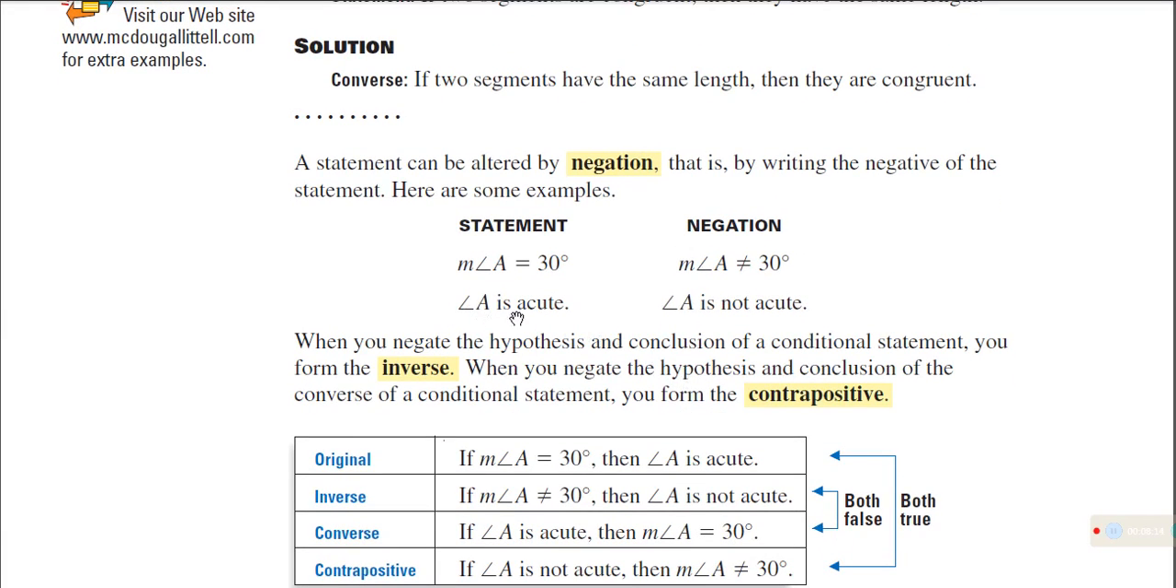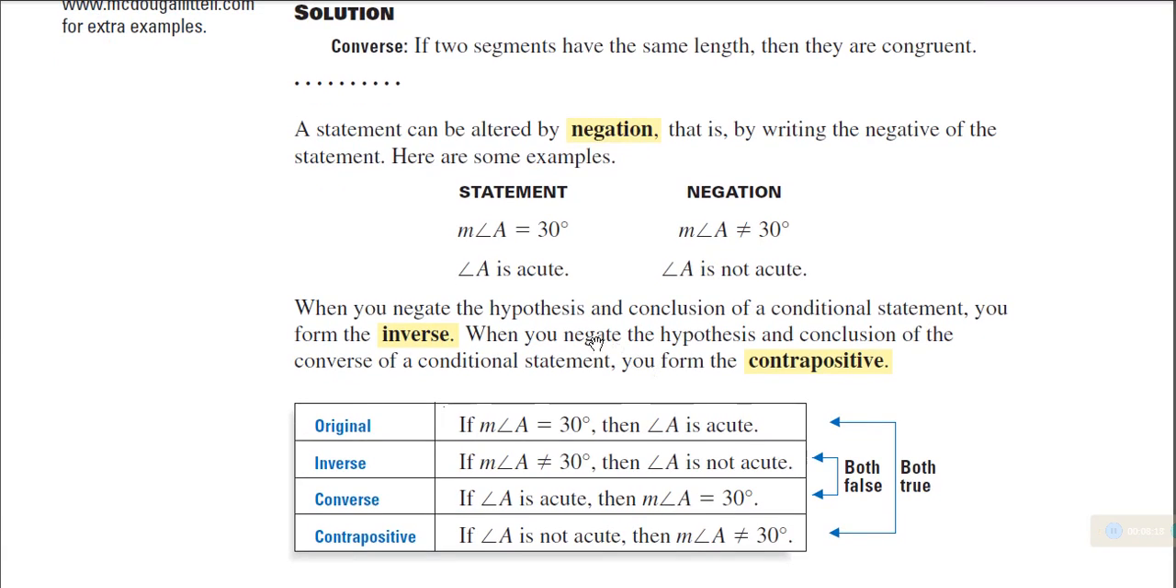So, dito, angle A is acute. Wala naman tayong ibang symbol dito. Angle A is not acute. Hindi siya pwedeng ilagay in symbols. Kasi wala tayong specific na symbol for angle kinds or kinds of angle, types of angles.